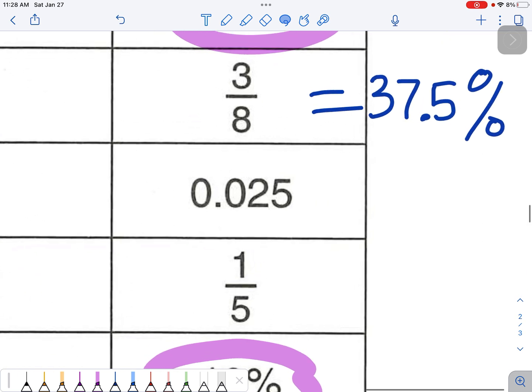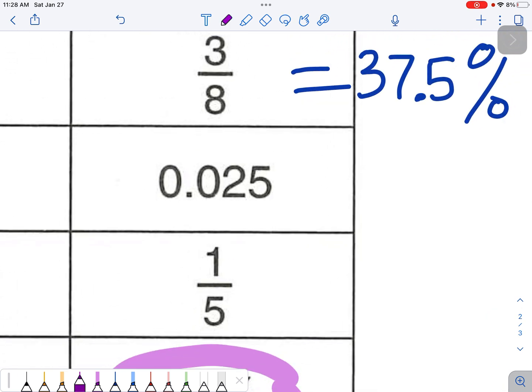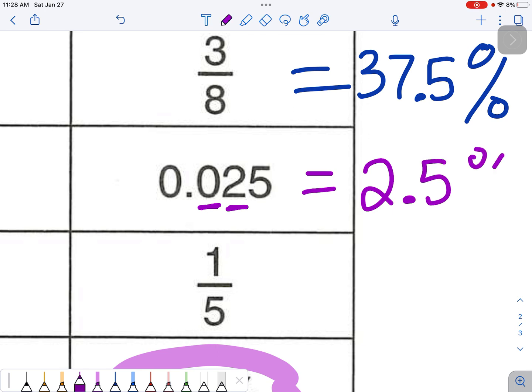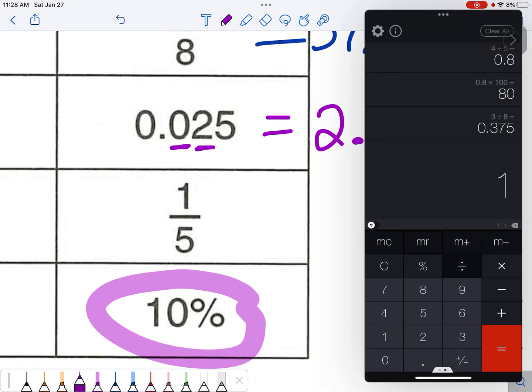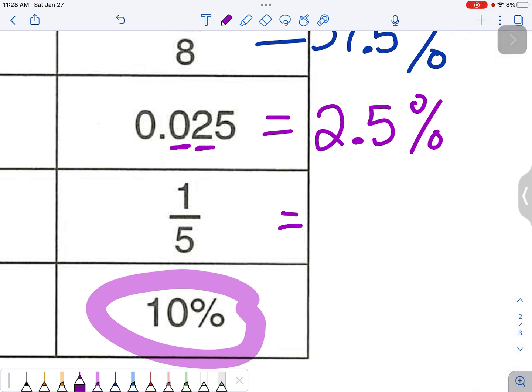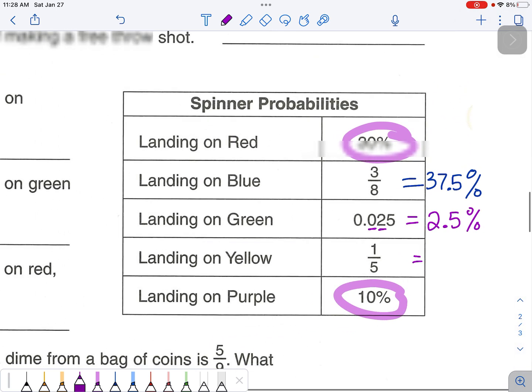So for the next one, 0.025, remember, if it was just 0.02, it would pretty obviously be 2%. So I'm going to write 2 and then put a decimal point, and then behind that 2 was a 5%. Oof, that's a really small percent. And then the next one, 1 divided by 5, right, is 0.2. You will need to change that into a percent. Be careful on that one.